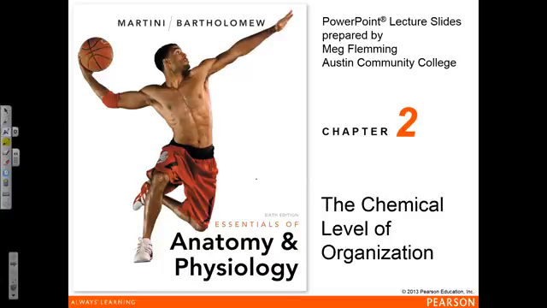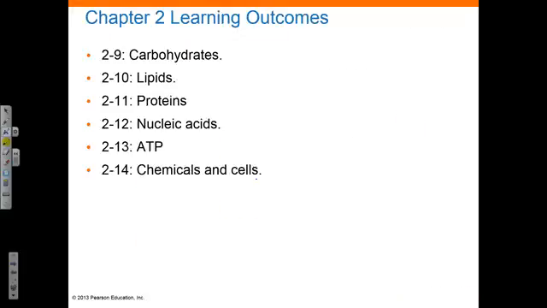This lecture, part 4 of 4, will cover the chemical level of organization in the human body and provide a chemical foundation for the course. This lecture is split into parts A and B. Part A will discuss carbohydrates and lipids. Part B will discuss proteins, nucleic acid, and the compound adenosine triphosphate.